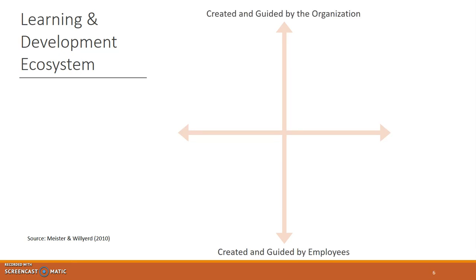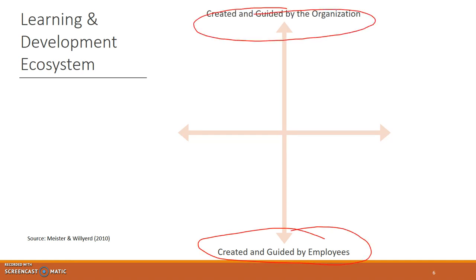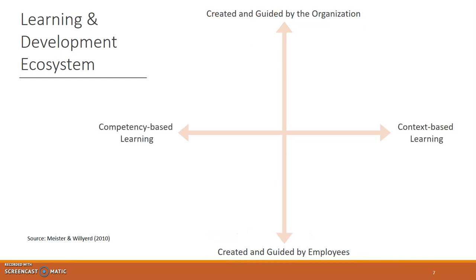One concept is what is created and guided by the organization versus what is created and guided by employees. To what extent are the training or development activities going to be created by the organization and delivered in a formal way? The alternative is what's created and guided by employees based on their perceived understanding and needs. So that's one way we can look at training and development.